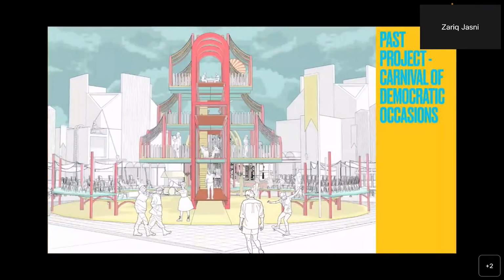So based on those points that I've made just now, I'd like to introduce you to my final year thesis project, which was called the Carnival of Democratic Occasions. So during my final year at Oxford Brookes University, I integrated what I've learned in my fourth year, which is designing a public square, and I implemented it into the grounds of a university in Macedonia.